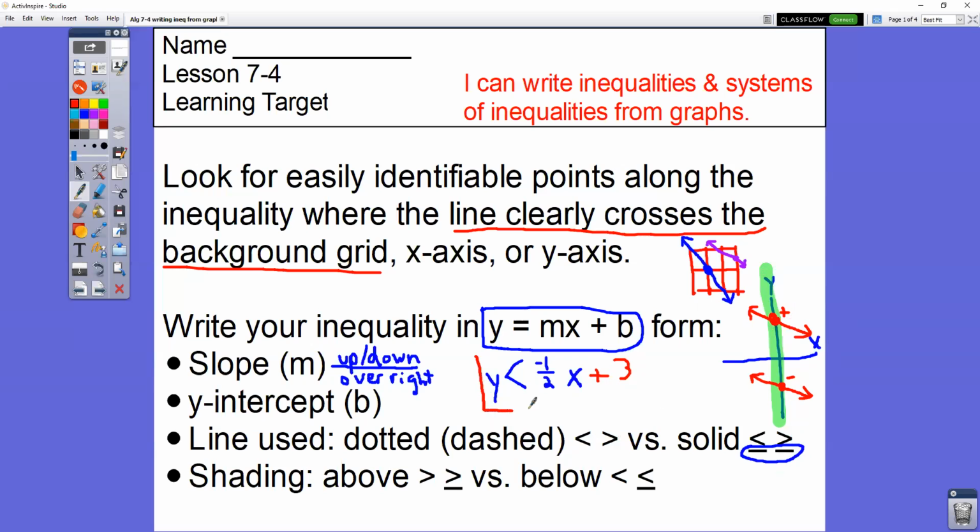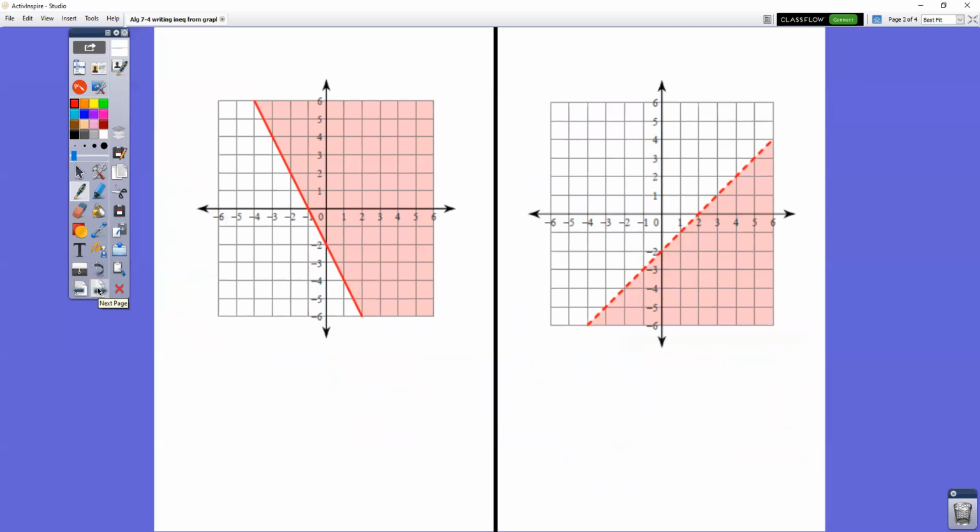But this is your final answer today. You are coming up with the inequality equation. So let's take a look at this first one. When you take a look at this, remember we need to come up with the equation.